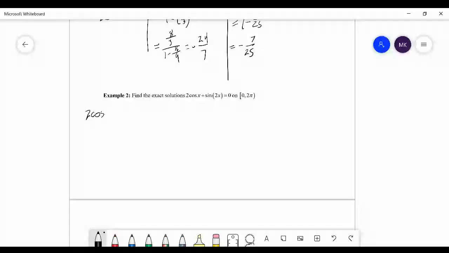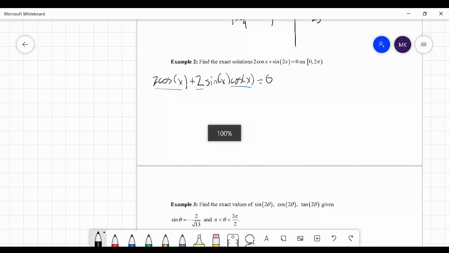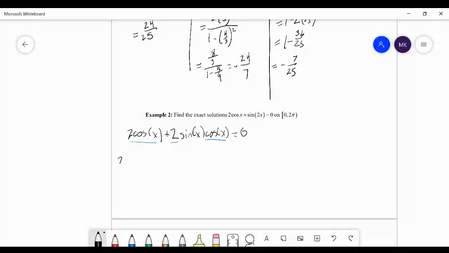2 cosine x plus 2 sine x cosine x, and then that's equal to 0. The reason we want to do that is because now I can do something that's really nice. I can factor. And if we look at these, there's a 2 cosine x in both of these things. So I'm going to factor that out. So give me 2 cosine x times 1 plus sine x equals 0.